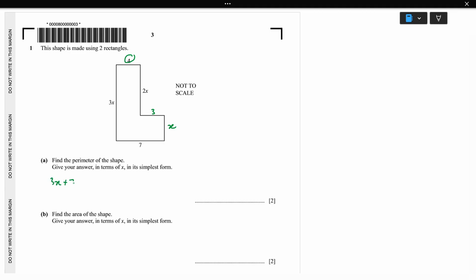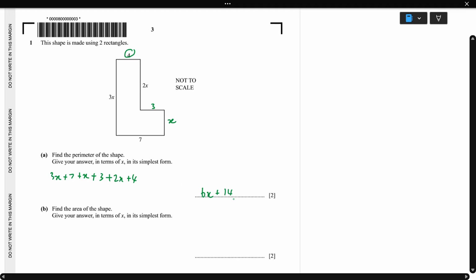3x plus 7 plus x plus 3 plus 2x plus 4. 3x plus x is 4x, plus 2x is 6x. Then the numbers: 7 plus 3 is 10, plus 4 is 14. So 6x plus 14 is the answer for the perimeter.